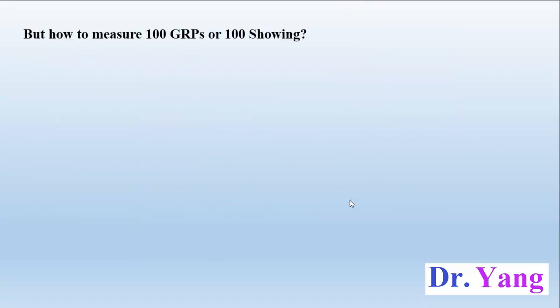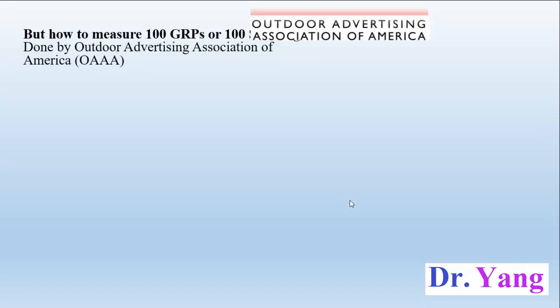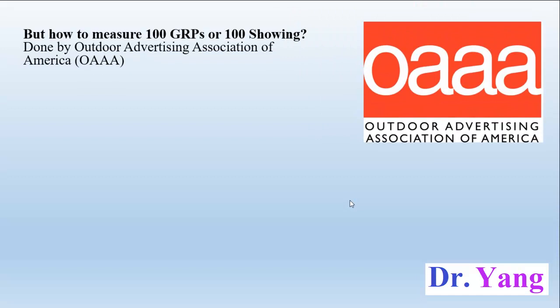So how can we measure the actual gross rating points or showings on an average day to make sure we reach 100% of the total population? Well, actually there is an organization called the OAAA, the Outdoor Advertising Association of America. This organization sets the standards for measuring the people reached on an average day for outdoor advertising.